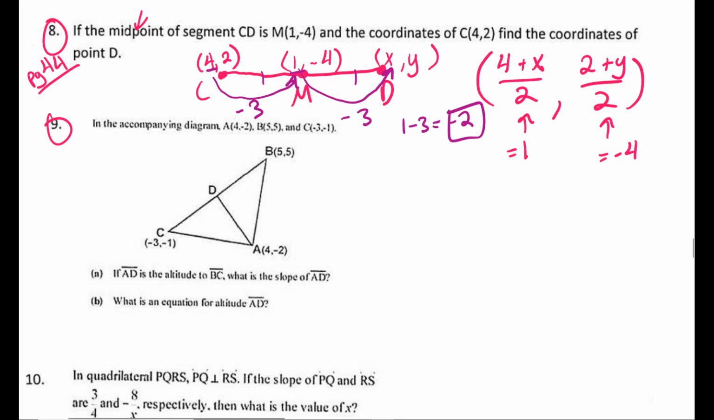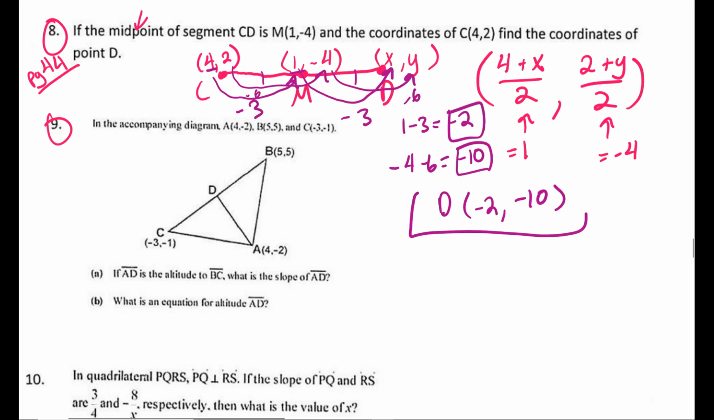And I do the same thing for my y's. So from 2 to -4, I went down 6. So I would have to go down another 6 to get to my next y value. So -4 minus 6 is -10. So in this case, the coordinates of D would have to be (-2, -10). And again, if you wanted to use the equations to do that, you're more than welcome to, but sometimes this process might be a little bit faster.